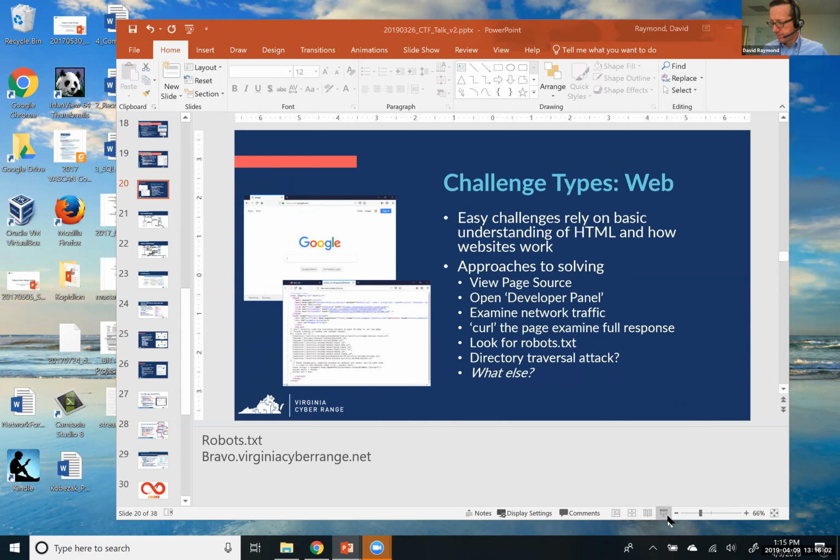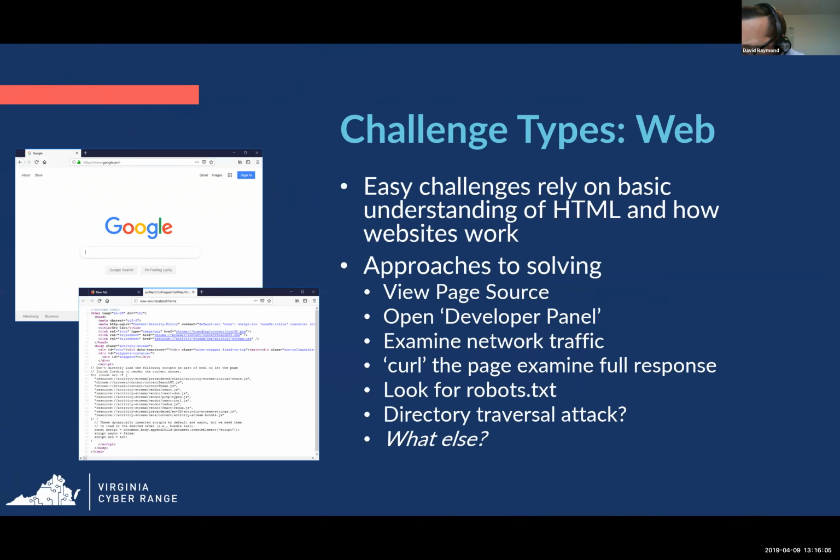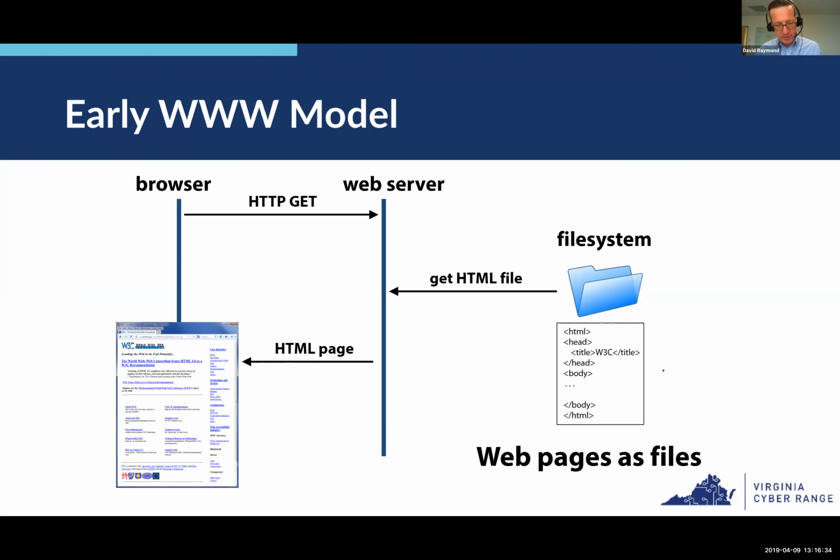All right, so last week we talked about web challenges on the easy end. If you can view the page source, you can open the developer panel and see some web source and some of the scripting. You can maybe examine network traffic using Wireshark. You can curl the web page and look for robots.txt. These are the entry level, easy things you can do. Last week we talked about the early model of the web, where you're just grabbing text files out of the file system of a web server.